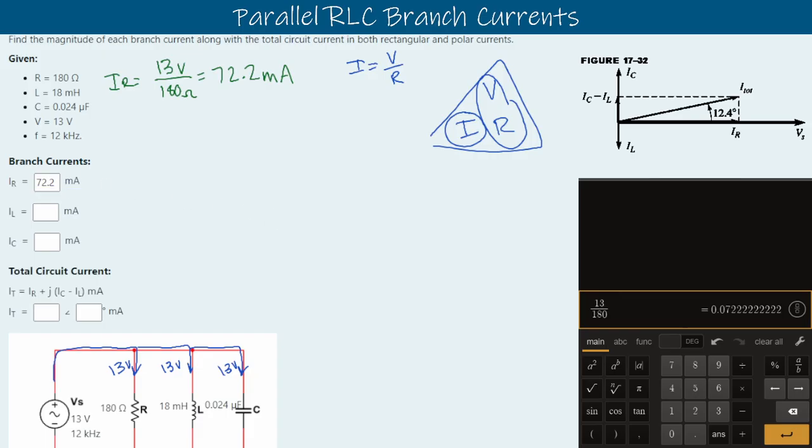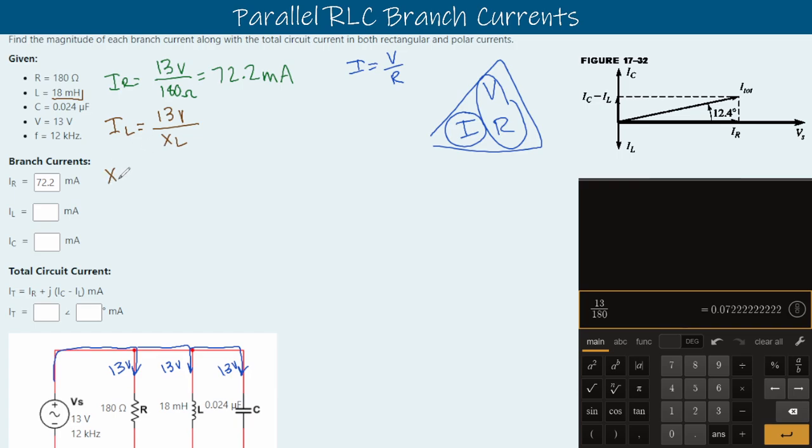Next, we can go after our inductor value and say that our IL requires another step here. It requires that we take our voltage source of 13 volts and divide it by our XL. We need to have resistance if we're working with Ohm's law. You can't work with Ohm's law unless you have a resistance. So we can't plug in our millihenries value that they give us up here. We have to convert that.